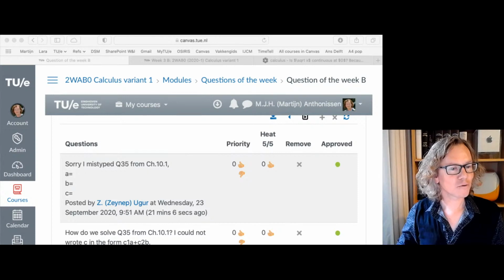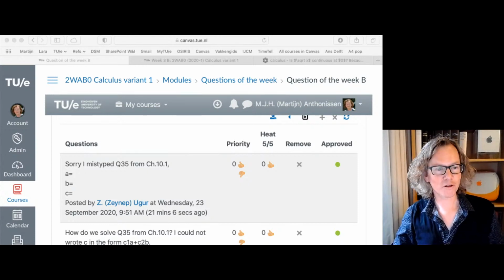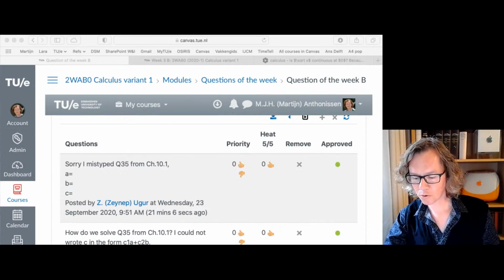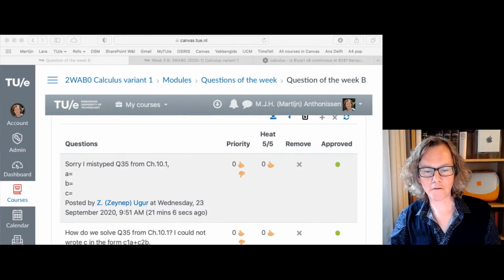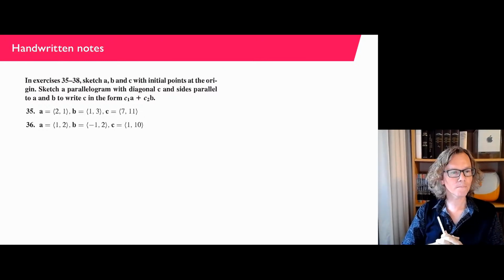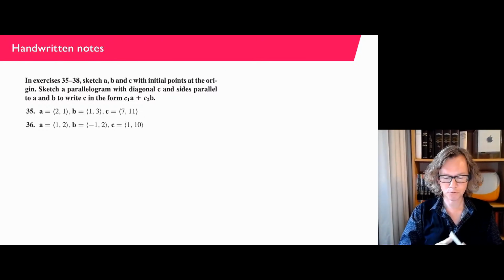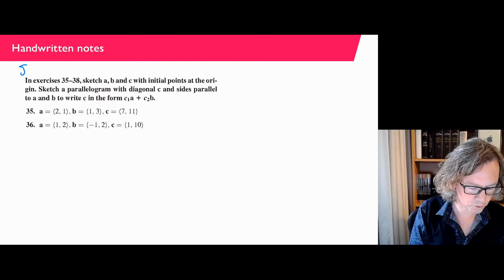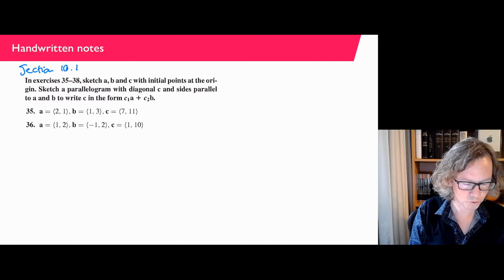So here is a question from Zainab, and he asks something about 35 in the book. This is a question still related to vectors. Let me switch to the question. I already prepared this, so we can have a look here. This is the question in the book. It's question 35 from chapter 10, section 1. So let me add that here already. This is section 10.1.